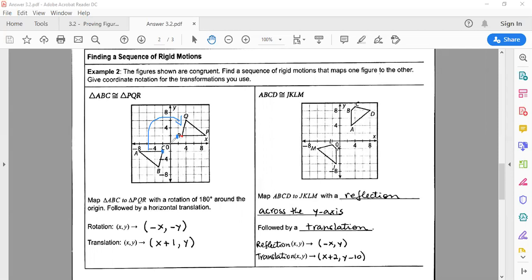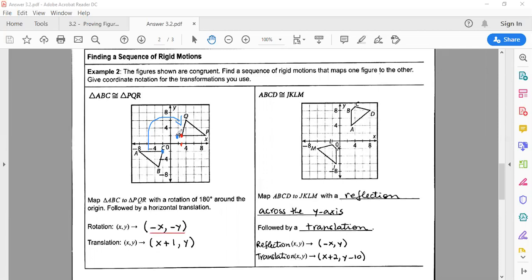Notice that our scale here is by 2s, so this would be 1 unit. So this is 3 right here, and that's 1 unit right there. So what we're doing here is rotating. It's a rotation of 180 degrees around the origin. This is clockwise, and that's our rule for it.